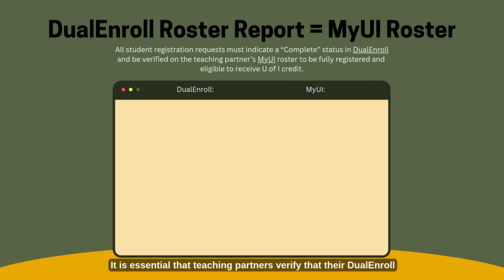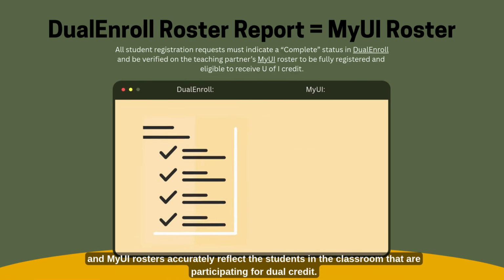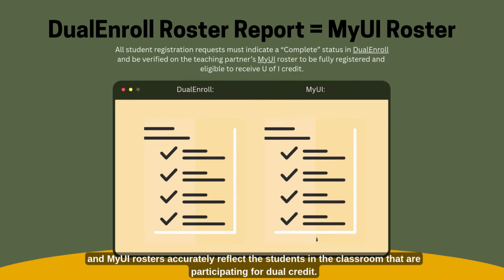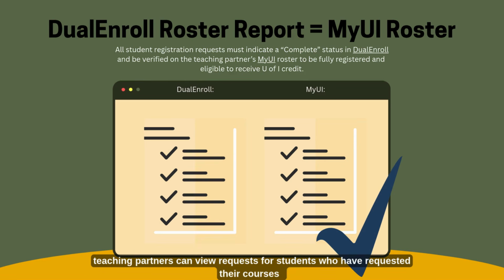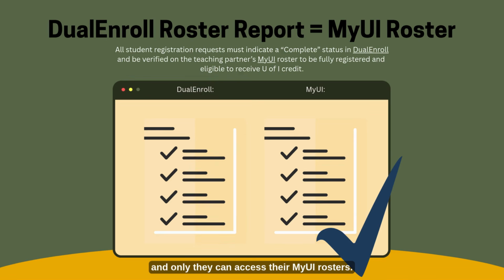It is essential that teaching partners verify that their dual enroll and MyUI rosters accurately reflect the students in the classroom that are participating for dual credit. While counselors can view dual enroll student registration requests for all students in their high school, teaching partners can view requests for students who have requested their courses, and only they can access their MyUI rosters.